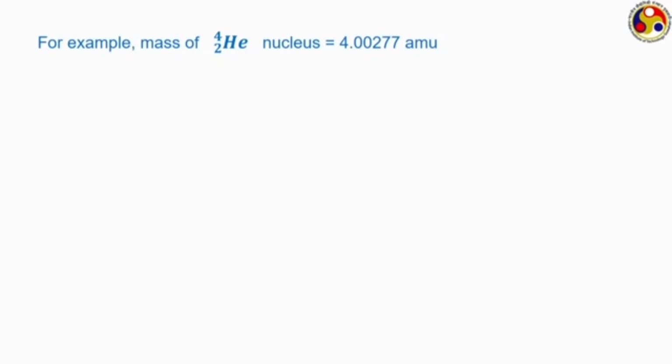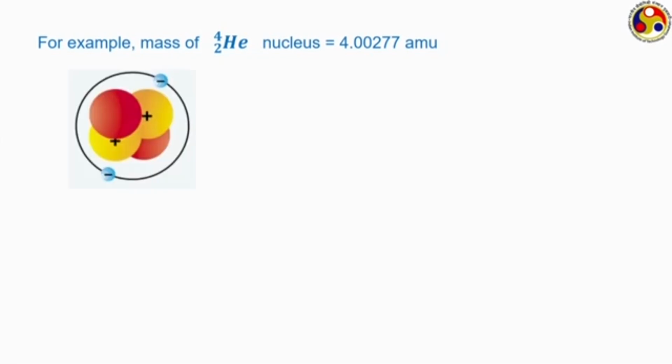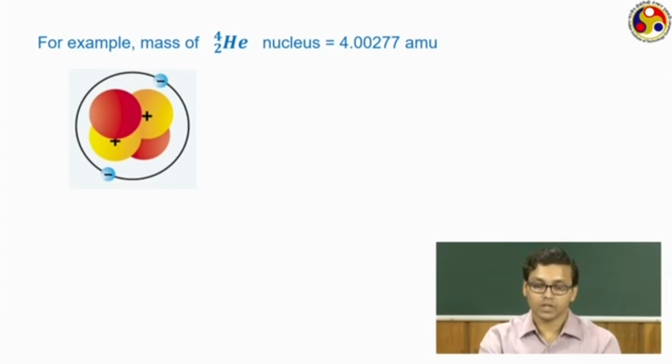Let us take a couple of examples. First, we have the example of a helium isotope, the common helium isotope 2He4. From the symbols we can say that it has an atomic number of 2 and a mass number of 4. That means this nucleus has 2 protons and 2 neutrons.